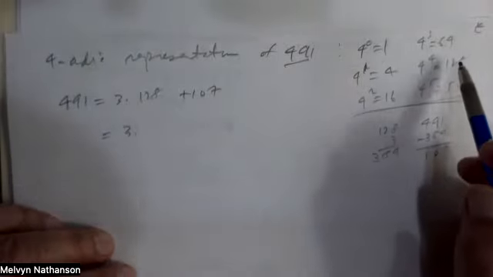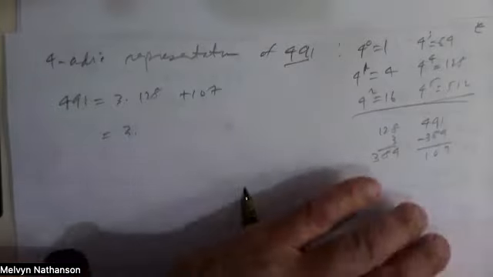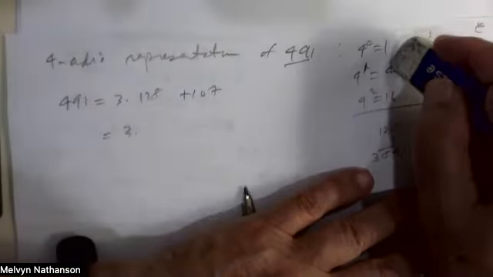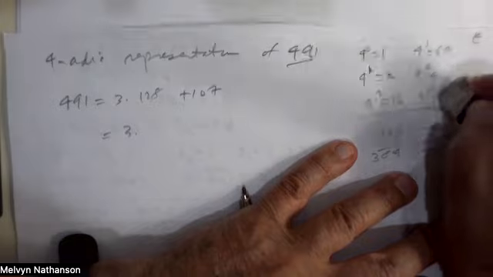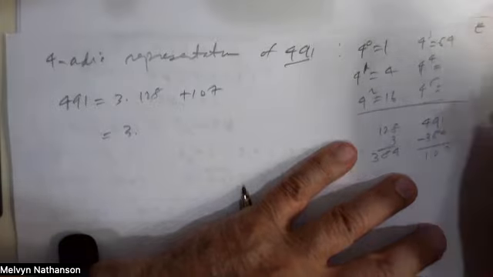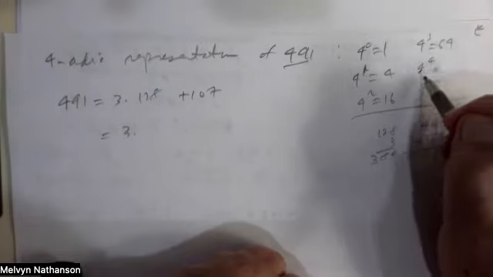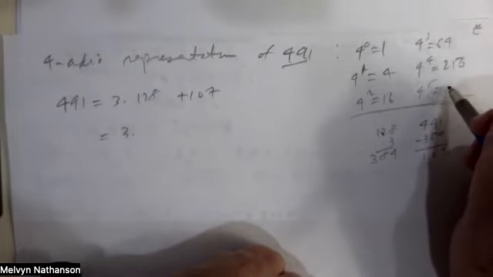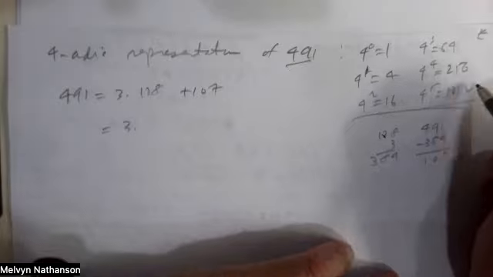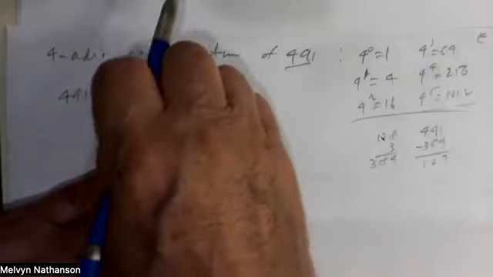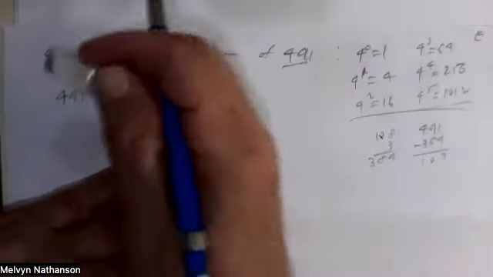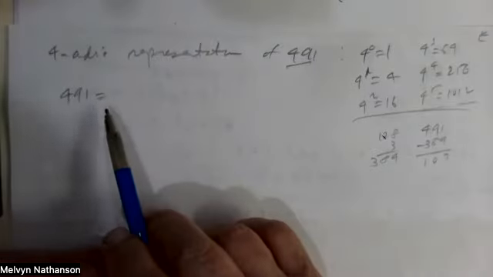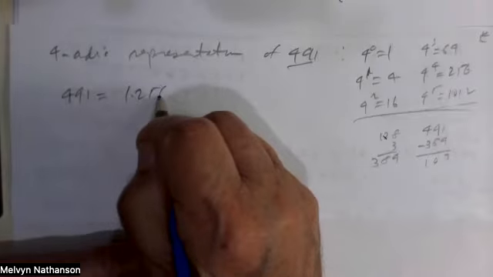Oh, I'm sorry. I made a mistake here. The powers of 4: 1, 4, 16, 64. 4 times 64 is 256. 4 to the fourth is 256. And 4 to the fifth is 1024. So this is all wrong. I'm always happy when I make a mistake. Of course, then I get to correct it. So the highest power of 4 no bigger than 491 is 256. And that only goes in once.